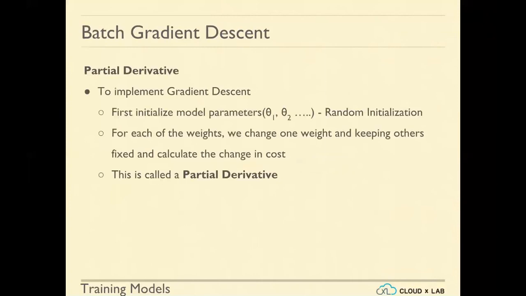All right. So the way we implement batch gradient descent is, first of all, we initialize the model parameters theta 1, theta 2, and so on with some random values. And for each of the weights, we change one weight while keeping other weights fixed and calculate the change of cost. This is also known as partial derivative.